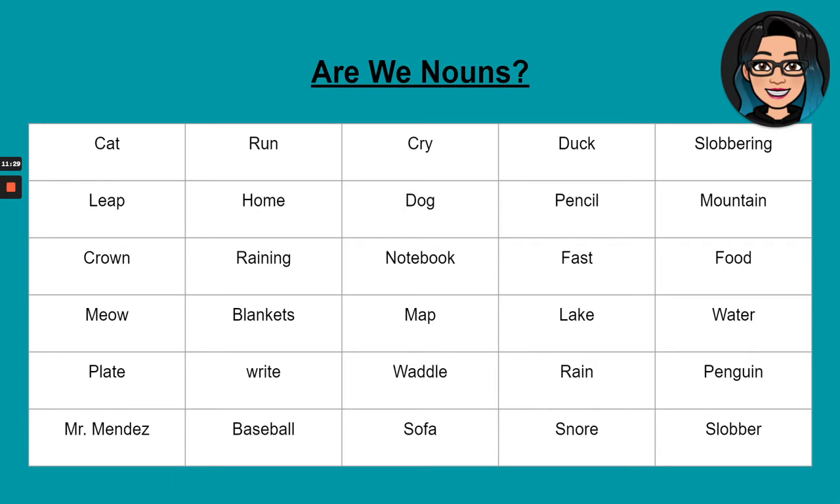Now we have meow. Is that a person, place, or thing? We have plate, like a plate of food. Then we have Mr. Mendez. Is that a person, a place, or a thing? And now we have run. Is that a noun?